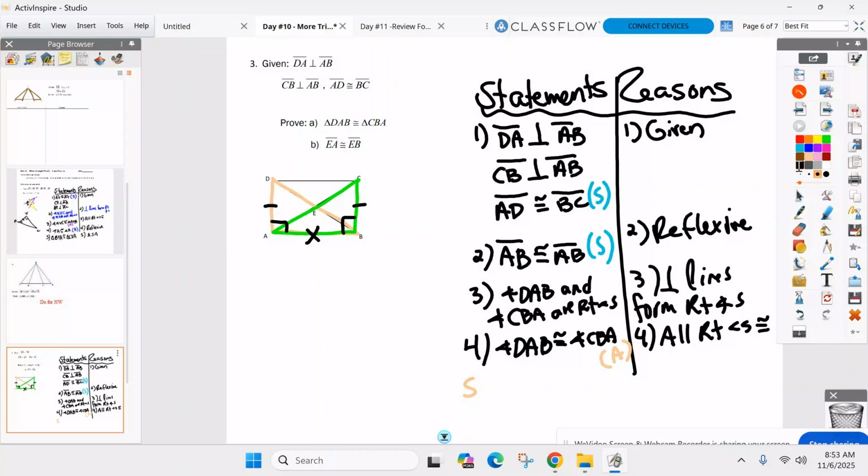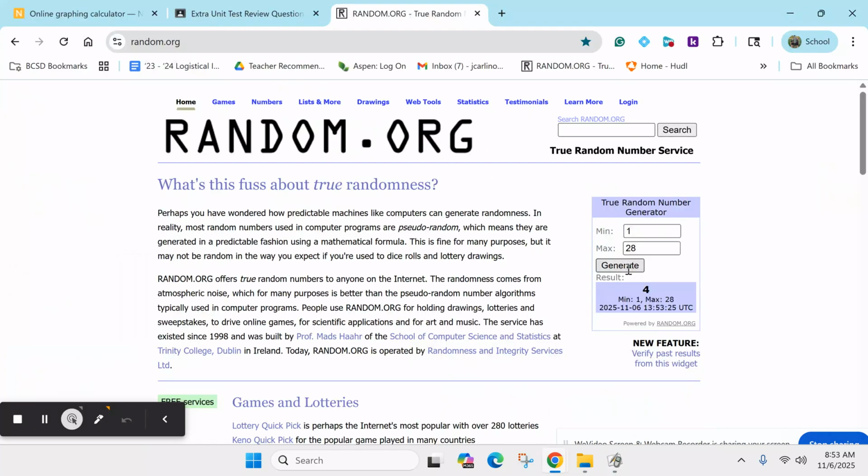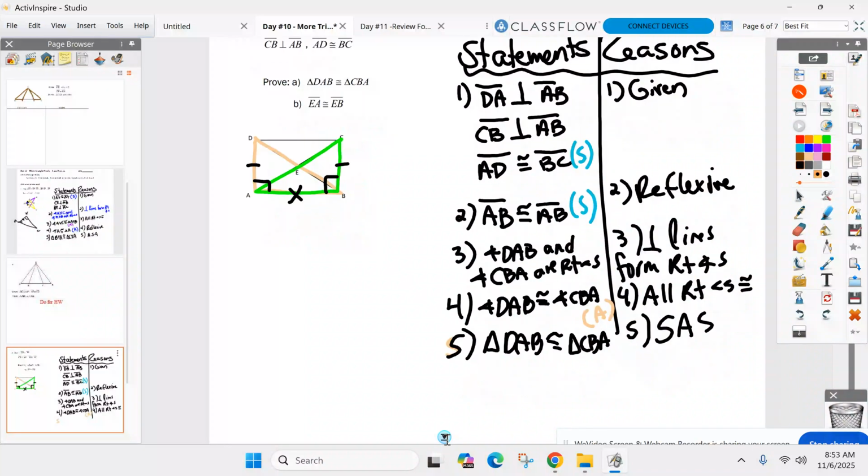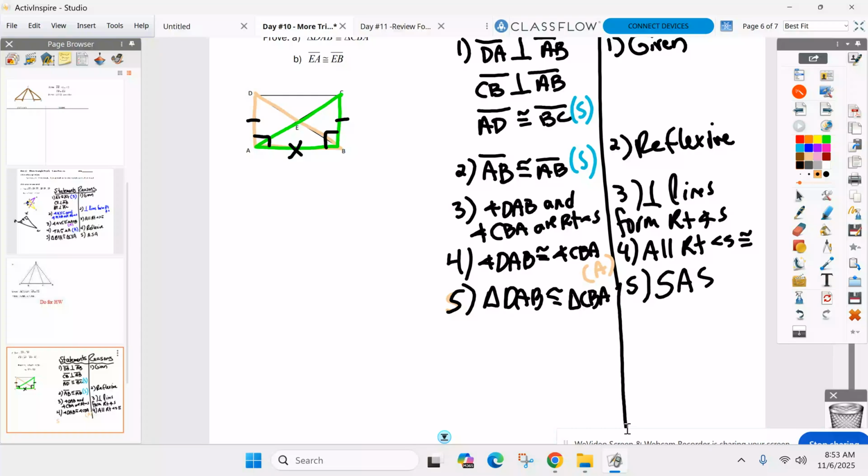But I do have another method. Triangle DAB congruent to triangle CBA. And that method, why are those triangles congruent there, Evelyn? Side angle side. Good work. I don't think that was bad. I think most of us should be able to handle that in here. Okay. Woo! Buckle up for this next part.